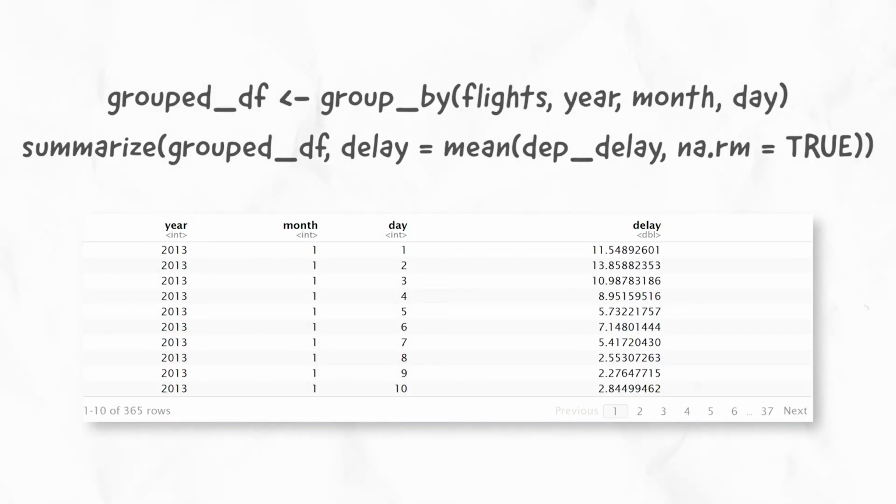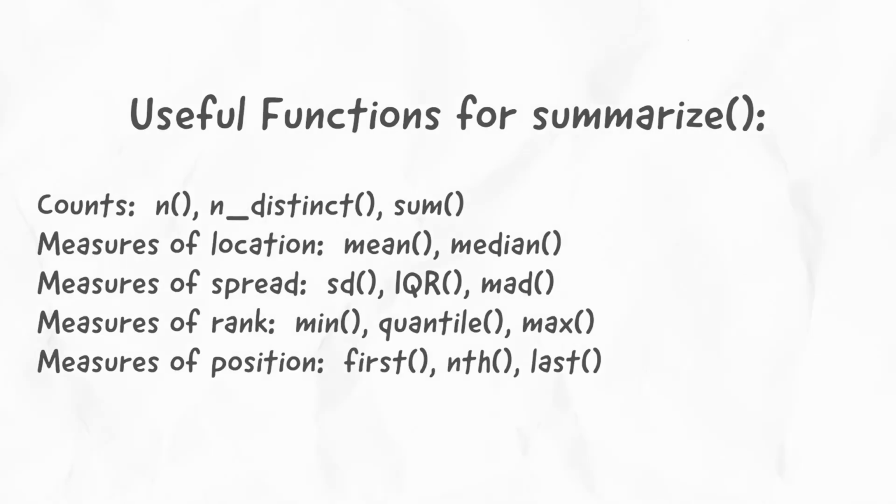Now, on its own, summarize might not seem very useful, but a lot of the power in this function comes when you first group your data with group by. Here, we group the rows by date, and then we summarize by those groups. This ultimately gives us the average departure delay for each date. As you might expect, there are many useful functions you could use with summarize, but here are a few that are frequently used. As a final note, sometimes you may want to remove the grouping from your data, and this can be accomplished with the ungroup function.